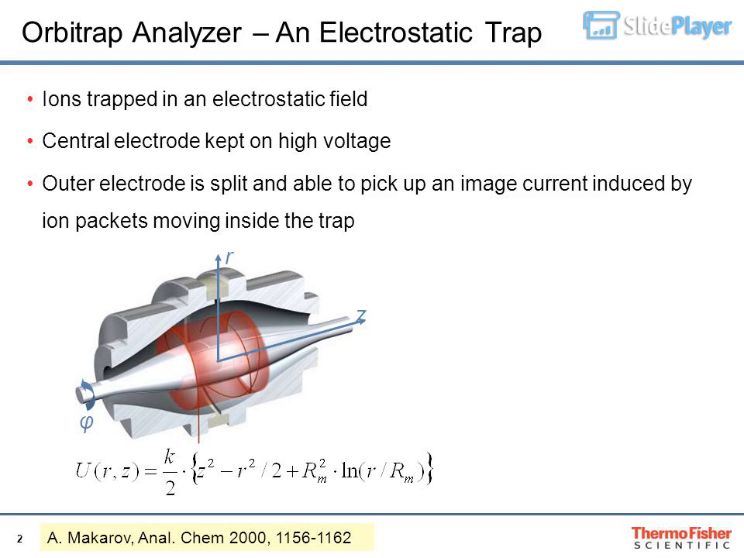Z, Phi, R. Then ions move along a strange spiral which has three components: rotational movement with a frequency of rotation, radial movement with this frequency, and axial oscillations along the central electrode.